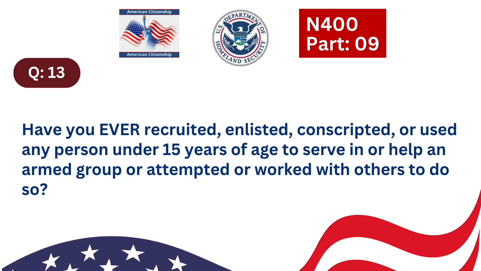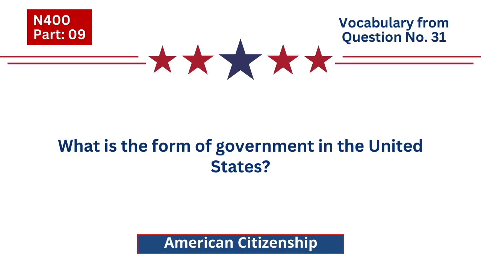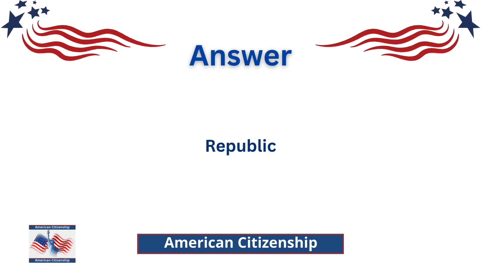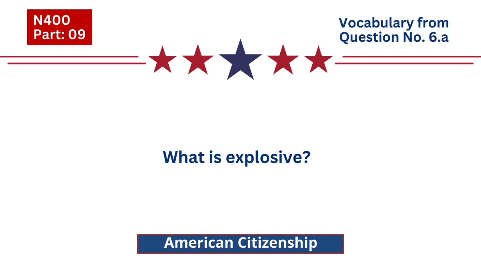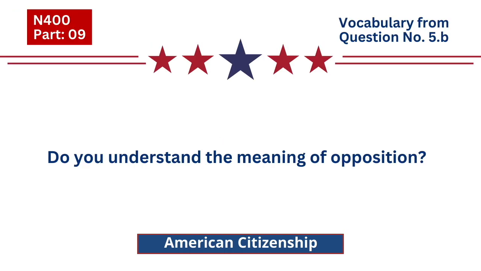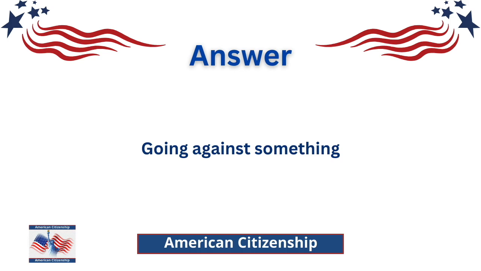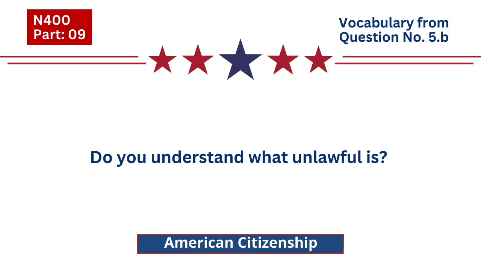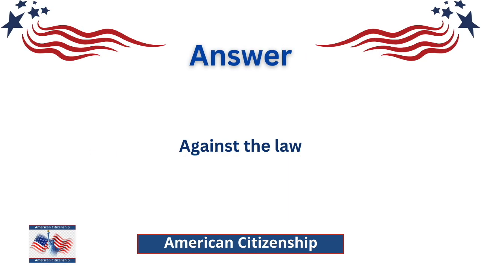Have you ever recruited, enlisted, conscripted, or used any person under 15 years of age to serve in, or help an armed group, or attempted, or worked with others to do so? No. What is the form of government in the United States? Republic. What is explosive? Bomb. Do you understand the meaning of opposition? Going against something. Do you understand what unlawful is? Against the law.